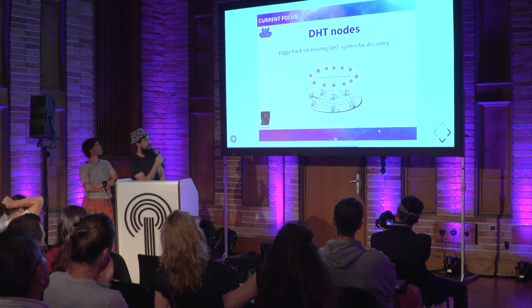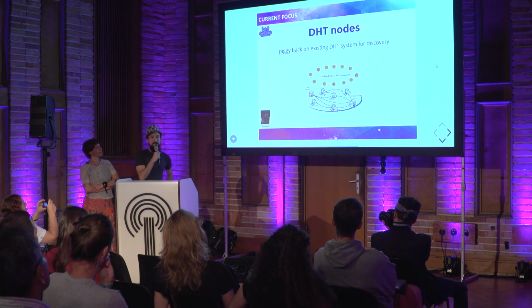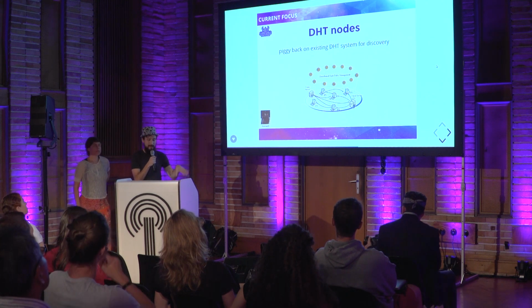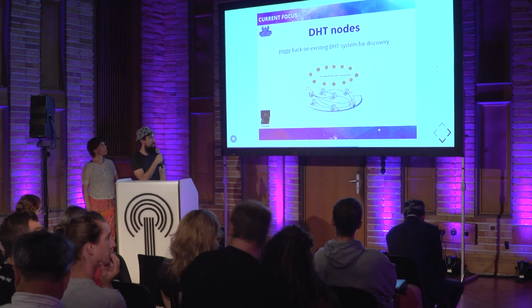So the first node is a DHT node, distributed hash table, and it's basically helping us with discovery. And we're piggybacking on existing ones, like from BitTorrent and others, so we don't have to run our own, because having enough nodes that this works is quite a challenge, so we're just reusing them.